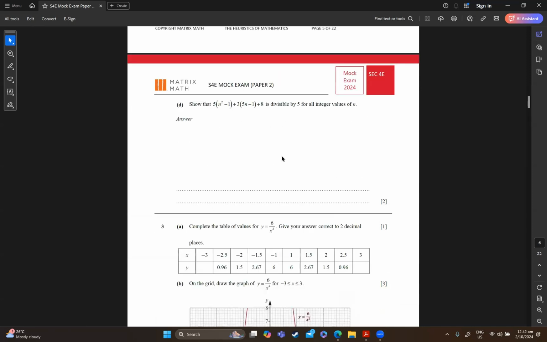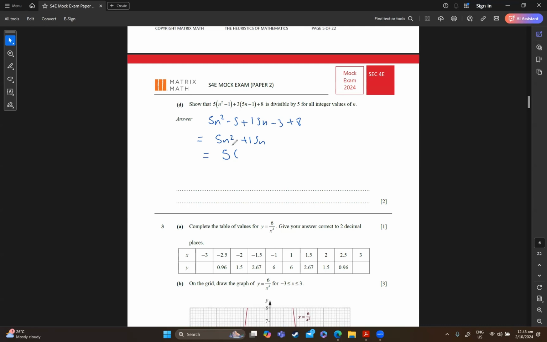Okay, part D, show that the following is divisible by 5 for all integer values of n. Okay, so from here, just expand this out. This is 5n squared minus 5 plus 15n minus 3 plus 8. So this will become just 5n squared plus 15n. You can just factorize 5 out.